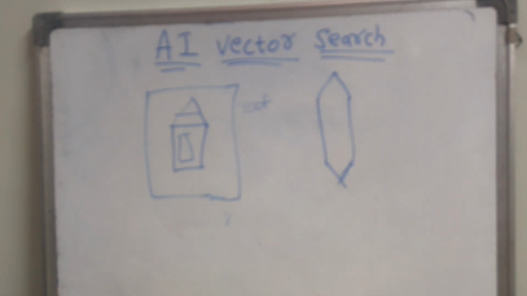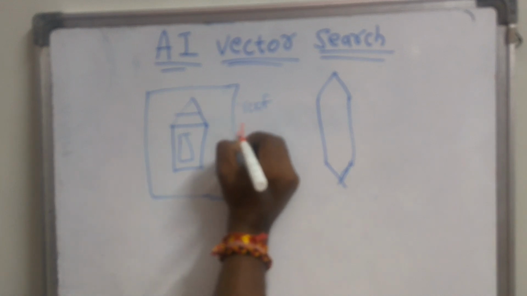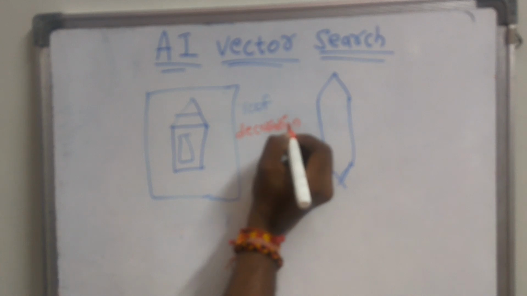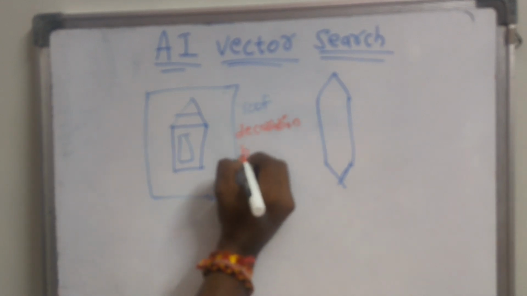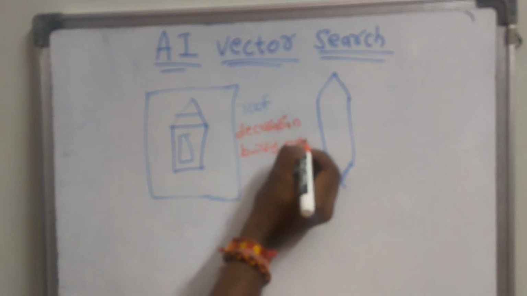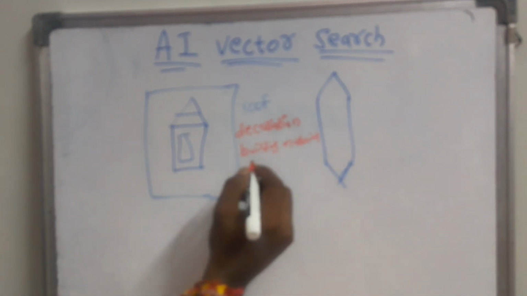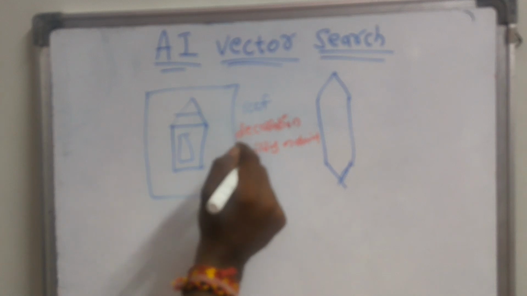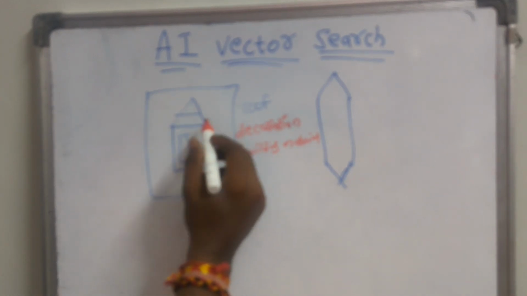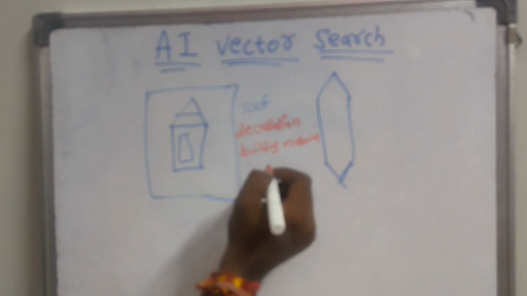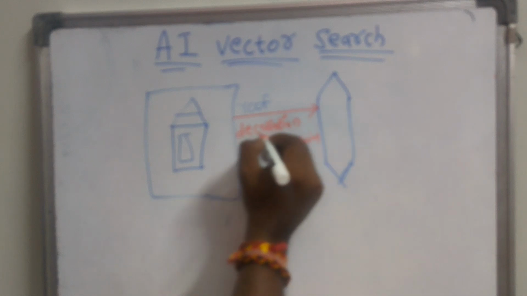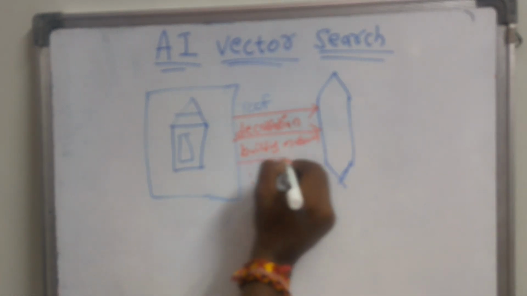The type of roof, the type of decoration, and the type of building material, and so on. These are different types of property features we will have for the house. For each and every feature, it will generate a numerical representation.